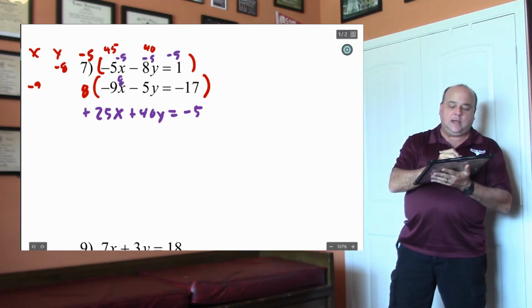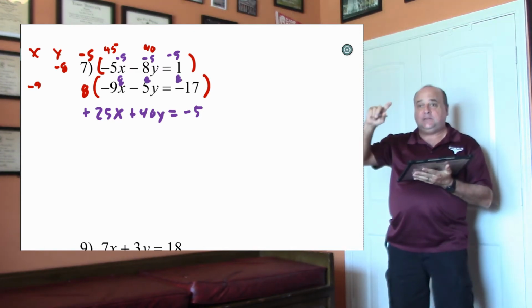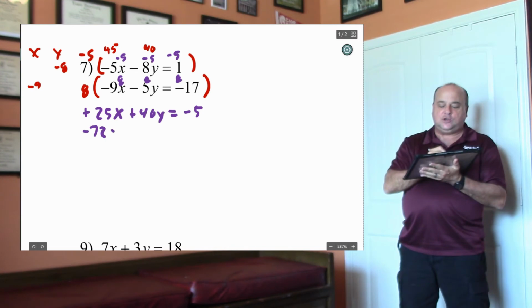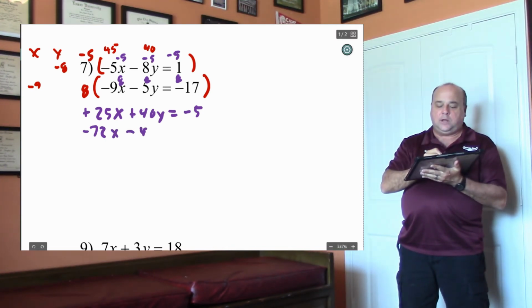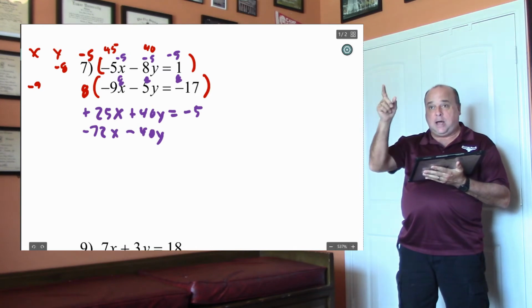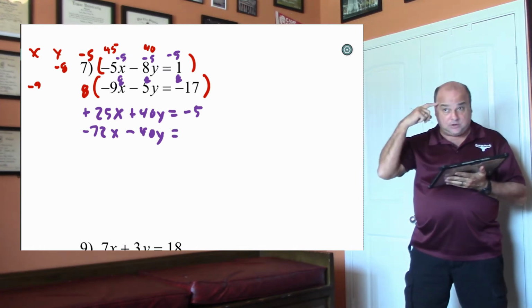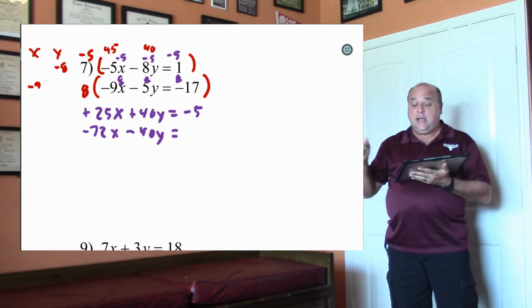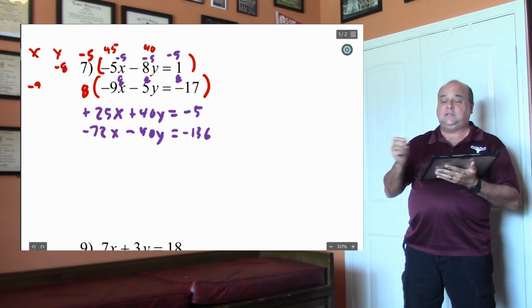We're going to distribute 8, aren't we? So on this one, a positive 8 times a negative 9 is a negative 72x. A positive 8 times a negative 5 is a negative 40y. Notice my y's are opposites. Equals 8 times negative 17, you're lucky Mr. Toops comes with a built-in calculator. 80 plus 56 is 136. That's going to be negative 136.